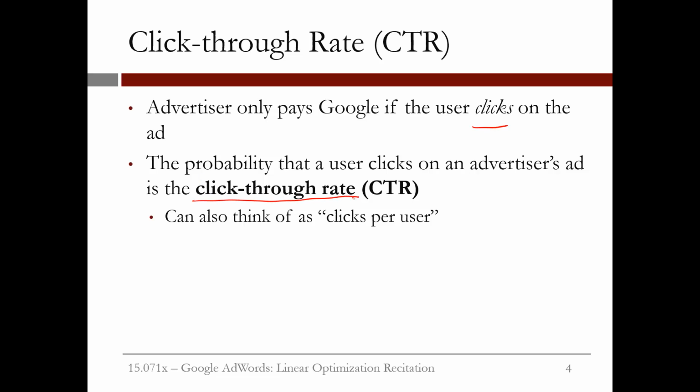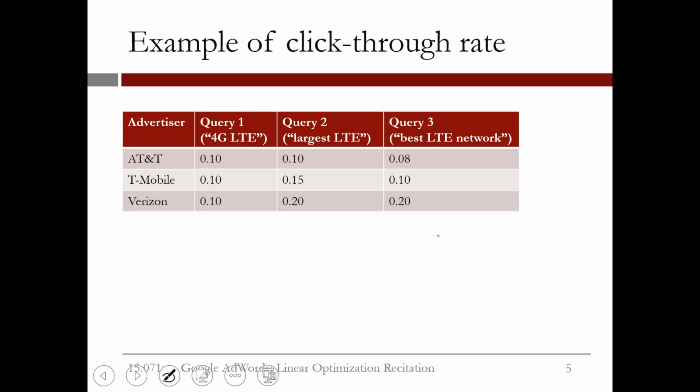The click-through rate is the probability that a user clicks on an advertiser's ad for a given query. You can also think of this as the average number of clicks that we expect per user. And this quantity is defined, as we said, per advertiser and per query. So, to illustrate this, for the example that we just introduced a few slides ago, suppose that we have the following click-through rates. The number 0.08 here means that there is an 8% chance that a user who searches for best LTE network will click on AT&T's ad if it is shown to them.